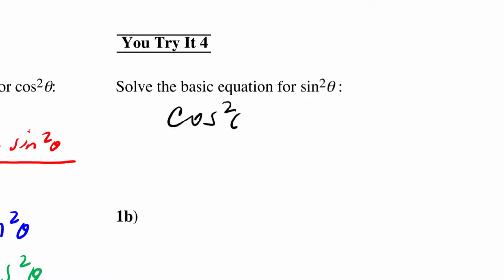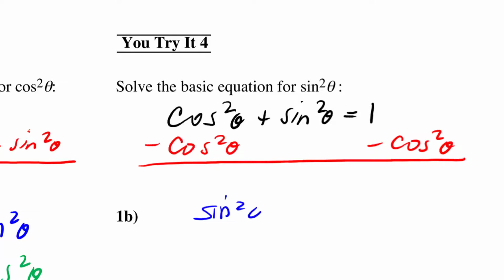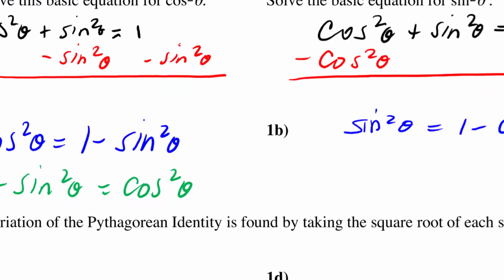Here's another one. We're going to solve this time for sine squared theta by subtracting away cosine squared theta from each side. As we do, we'll be left with just sine squared theta on the left, and it will equal 1 minus cosine squared theta. Again, you want to be able to read these forward and backward. So sine squared theta is 1 minus cosine squared theta, and then we could also write that as 1 minus cosine squared theta equals sine squared theta, backwards and forwards.